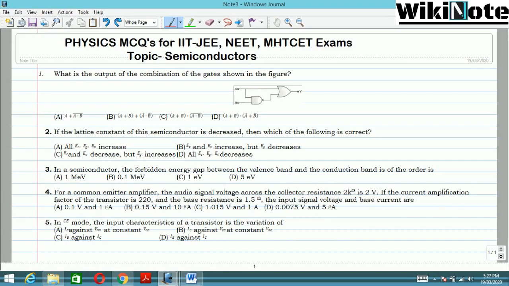So first of all, what is the first question? What is the output of the combination of the gates shown in the figure? So the simple answer, see, this A input is coming as it is to this gate. You should be able to identify the gate. This is an OR gate, and this is nothing but AND along with this bubble. I think you must have seen this bubble. So this is going to be your NAND gate.